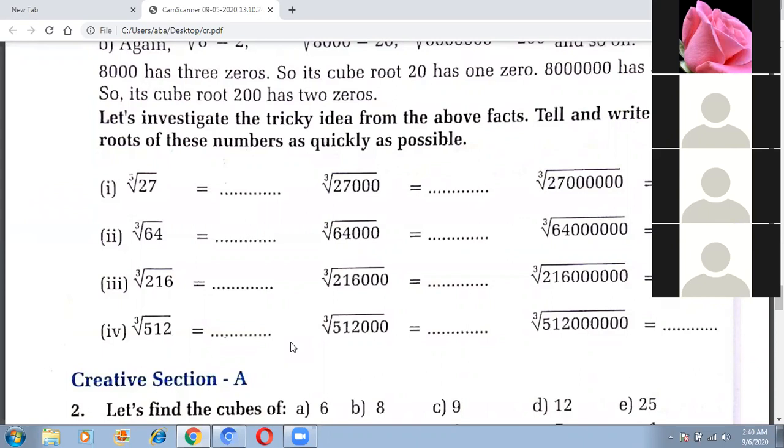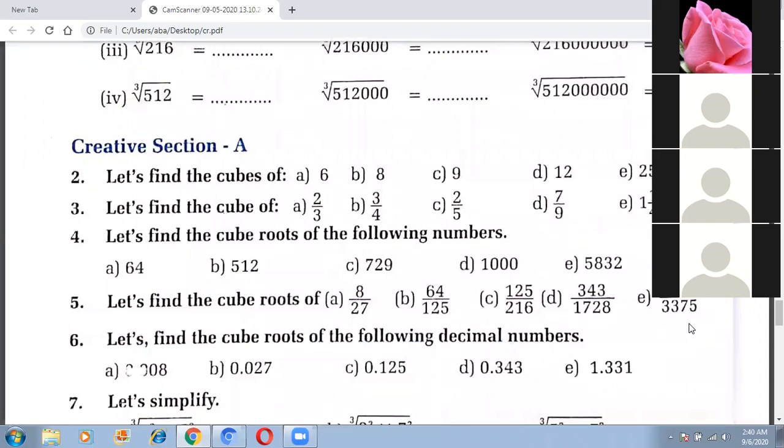Yes. Here in the book you write the direct answer. Next. Now creative section A, all of you do in your copy. This general section, all of you do in your book. And creative section A, you do in your copy.